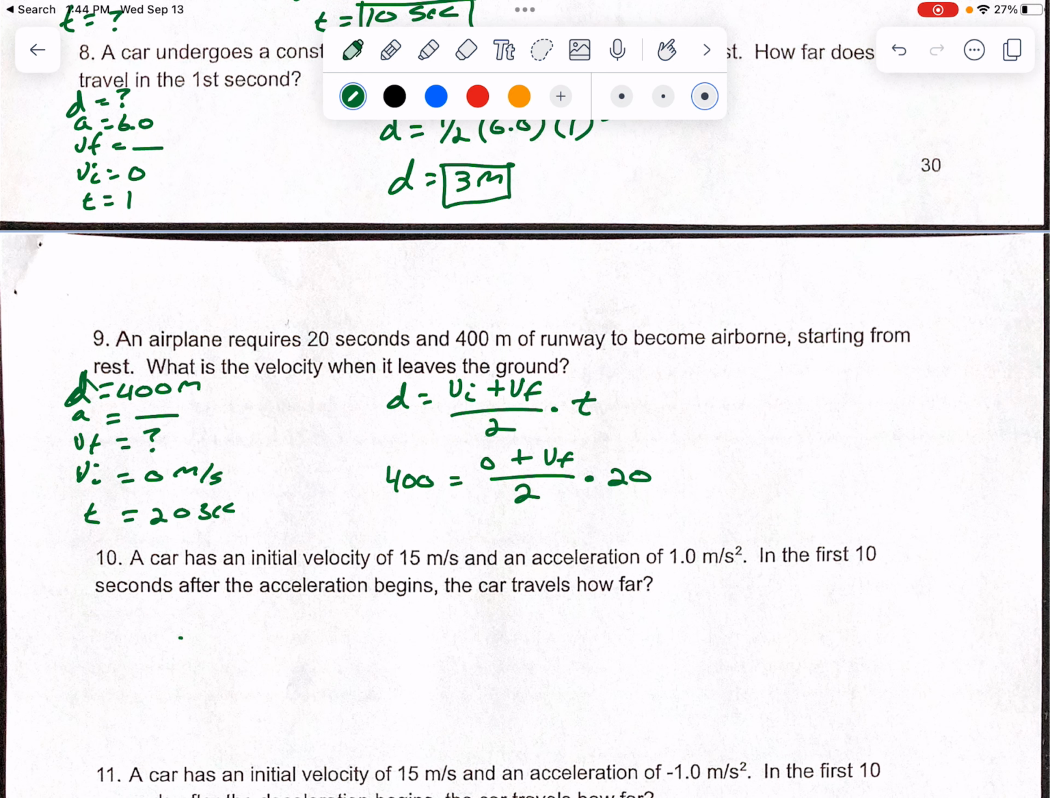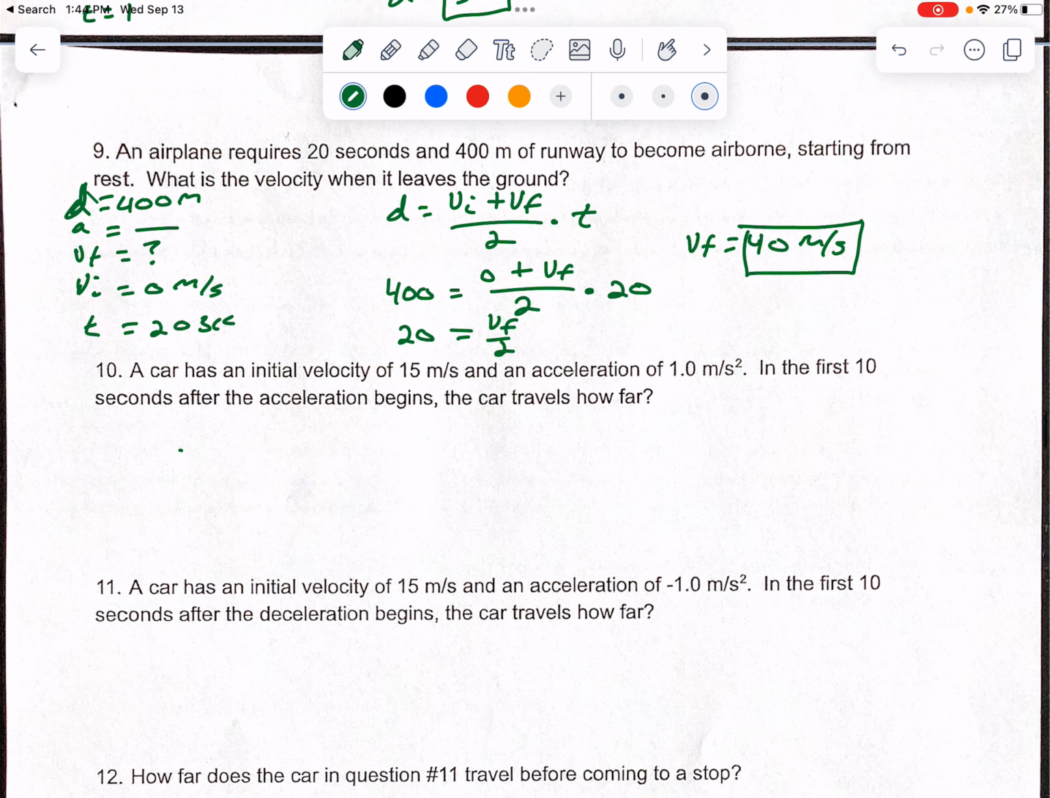Okay, so first thing I'm going to do is I need to get rid of that 20, so I can start working to get VF by itself. So I'm going to divide both sides by 20. That's going to give me 20 equals VF over 2. Now, if I want to get rid of that 2 on the bottom, I would multiply both sides by 2, and you're going to get a final velocity of 40 meters per second.